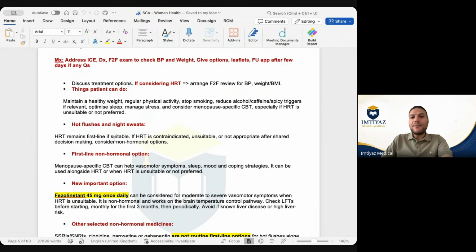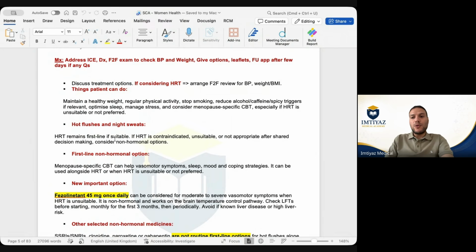But for the SCA, explain we have hormonal and non-hormonal. Usually we start with the hormonal option. It is the first option if you don't have any contraindications and you're happy with that. If you don't want it, or we feel it is not the best option or not suitable for you based on your history, we also have non-hormonal options to avoid any unnecessary risks from the hormonal options.